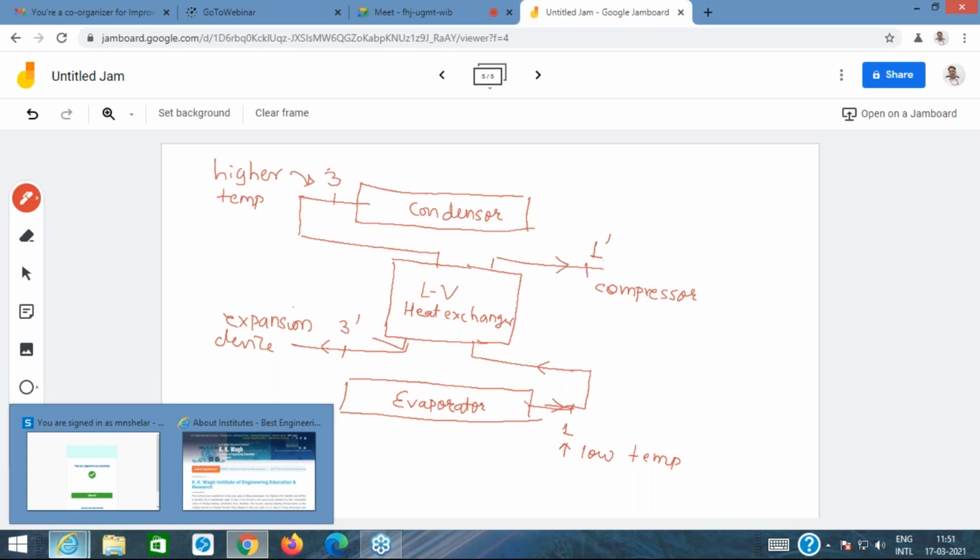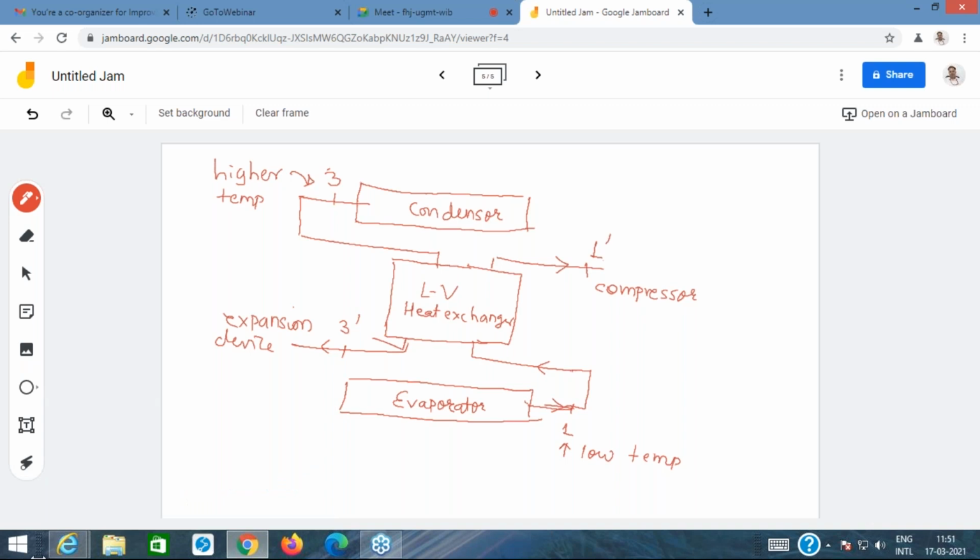exchanger. Okay, so if you subcool the refrigerant by using such kind of heat exchanger, then the effect would be that it would superheat the vapor entering into the compressor and it would increase the compressor work. Okay, so by superheating the vapor this way, your compressor work would increase.